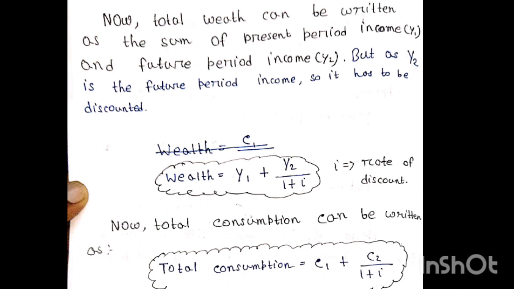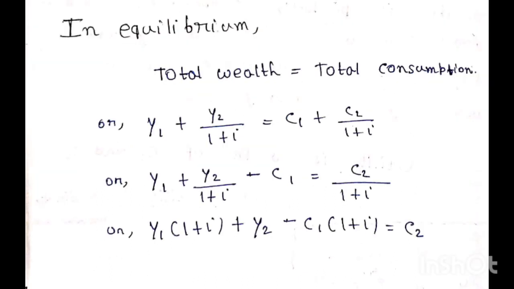Similarly, in the case of total consumption, we have written total consumption equal to C1 plus C2, but we have divided C2 by 1 plus I, because we have given a discount to the future period consumption, as we are not sure about it. Now in equilibrium, total wealth is equal to total consumption, and we just put the total wealth and total consumption in the equation, and we get the value of C2.